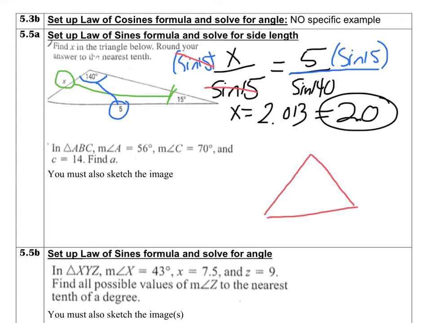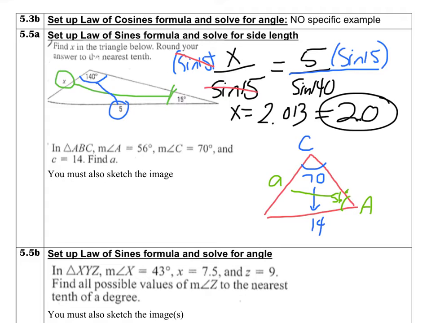So I'm going to call this guy right here angle C, and that's 70 degrees. Now straight across from it is its side length, which is 14. And then angle A, let's go ahead and call this one angle A. That's 56 degrees. And they want us to find side length a, which should be right across from it.